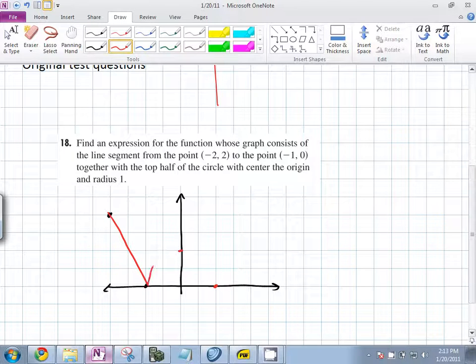Now, I'd imagine most of you were able to get the equation of the line. Were you able to get the equation of the line? Yeah. And then you got stuck on finding the equation of the semicircle. Negative 1, 2, 1. How many people have written the equations of circles before?